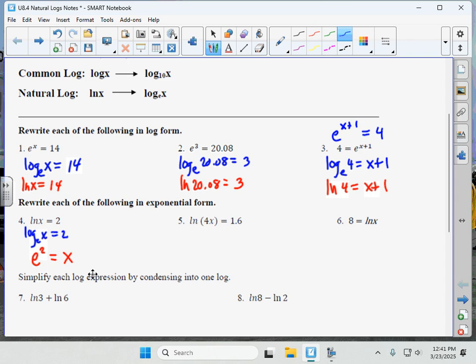Number 5, again, ln is log base e, 4x equals 1.6. Changing the form would be e to the 1.6 equals 4x. You can put the parentheses around the 4x if you want. Number 6, again, if you want to rewrite this as ln x equals 8, that's fine. Ln is log base e, x equals 8. So then exponential form, e to the 8th power equals x.